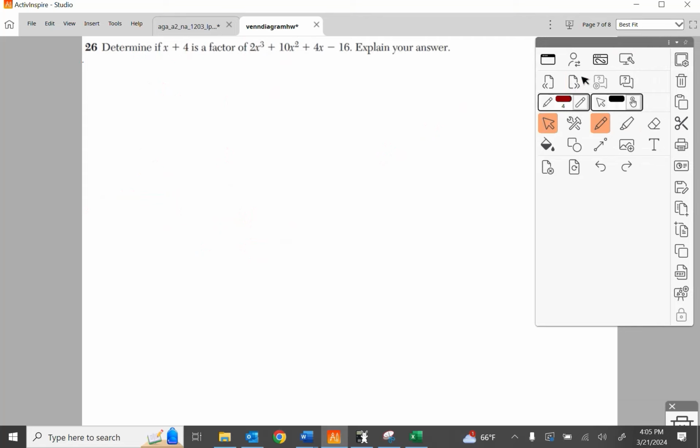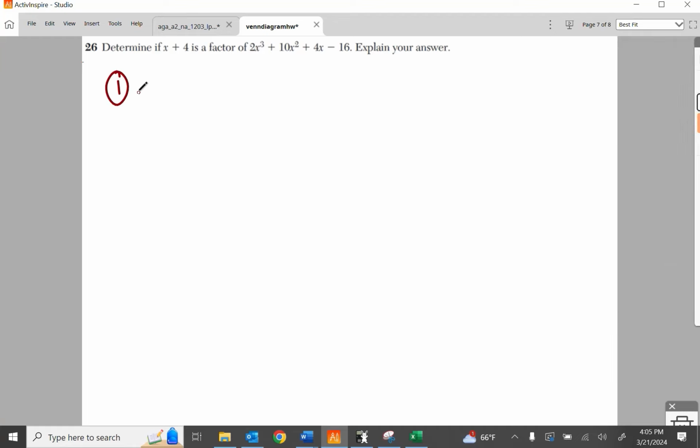Moving on. Determine if x plus 4 is a factor of 2x cubed plus 10x squared plus 4x minus 16. Explain your answer. There are numerous ways to do this problem. Numerous ways. The most obvious way to do this is to do long division. So I'm going to show 3 different techniques. I could probably show 4 different techniques. So here's one method. We'll do long division.